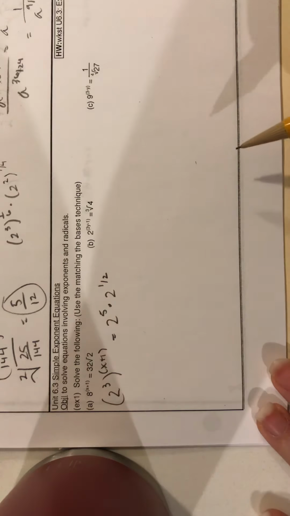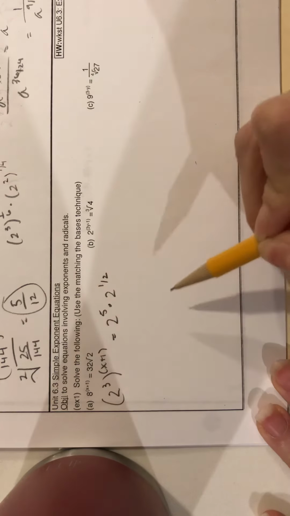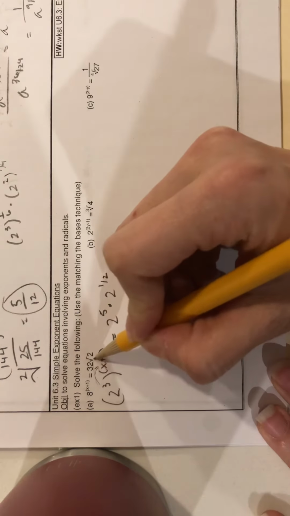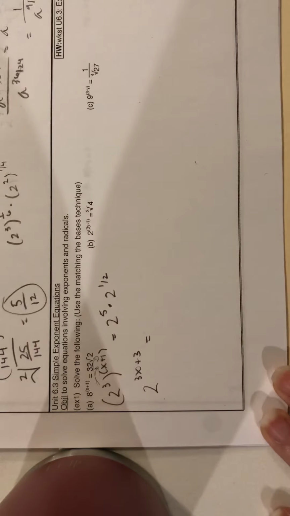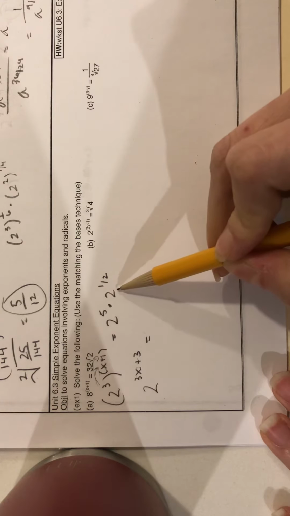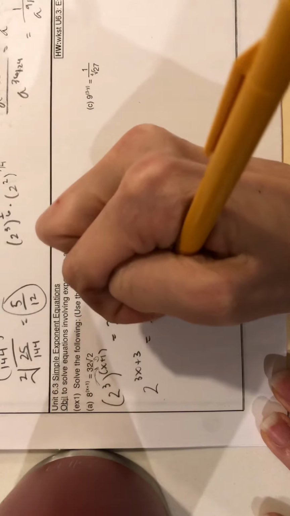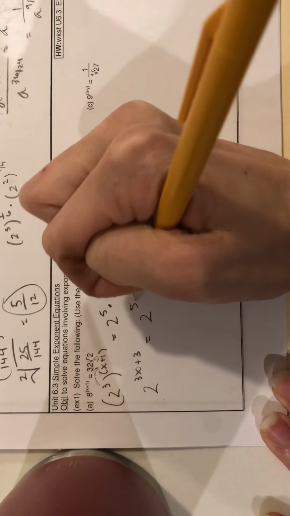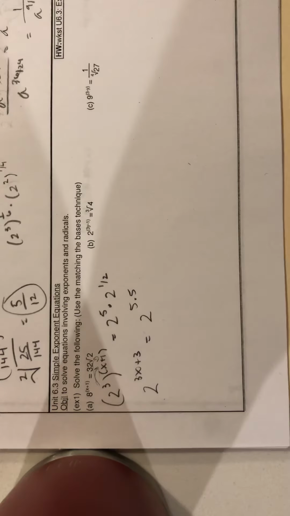Power to power, you want to multiply, so 3 times x plus 1. Make sure you are actually doing the distribution. This is going to become 2 to the 3x plus 3. And now on the right-hand side, when you're multiplying common bases, remember that you add the powers. So this is going to become 2 to the 5.5.